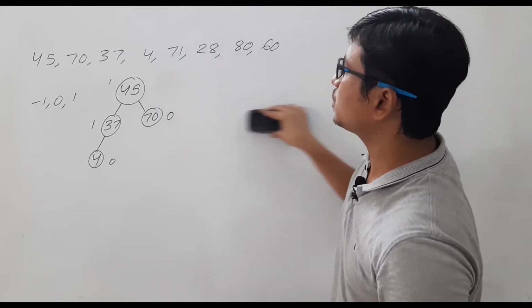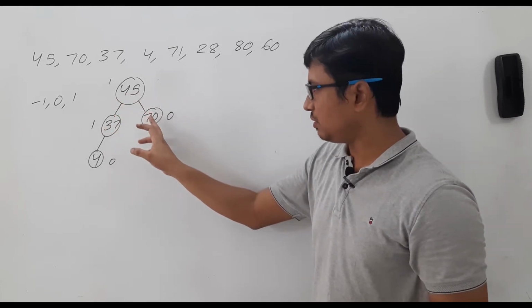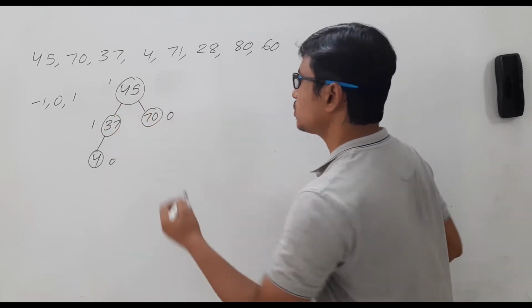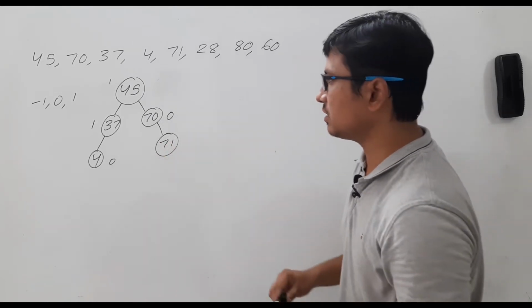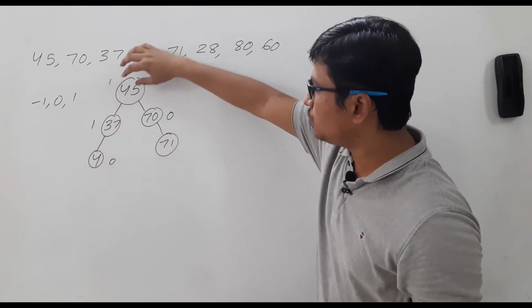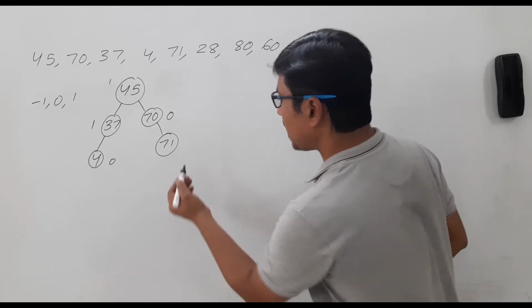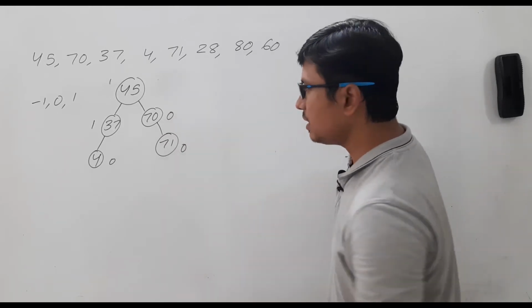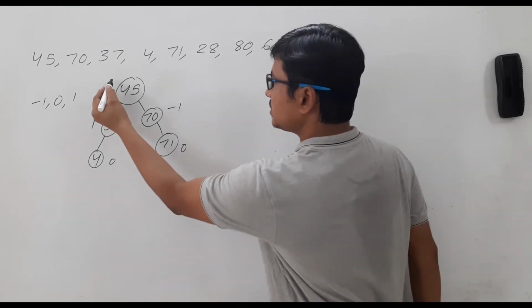Now next I want to insert 71. 71 is greater than 45, greater than 70, so I need to insert here. Now compute the balancing factor. The balancing factors of these two nodes will not vary. Whose nodes will vary? This one, and this one. Now balancing factor of this one is 0. Balancing factor of this node is -1. Balancing factor of this node is 0.